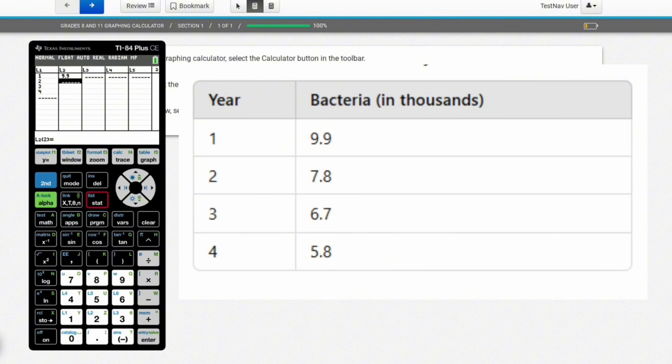9.9, 7.8, 6.7. Don't make a typo. So far, I think I'm good. 5.8. All right, now B and C looks like we're going to need to use this equation later.